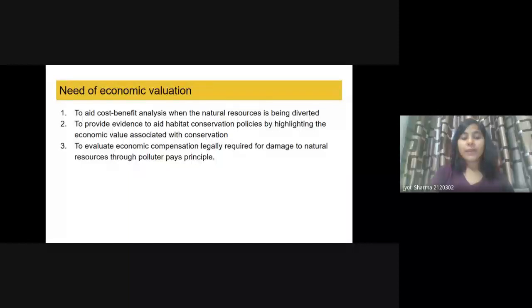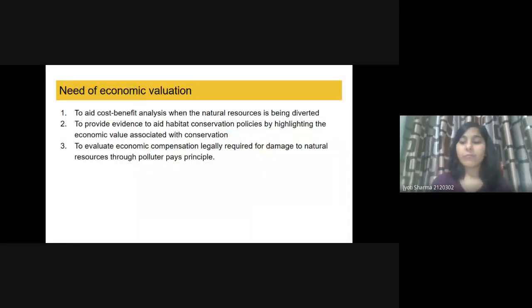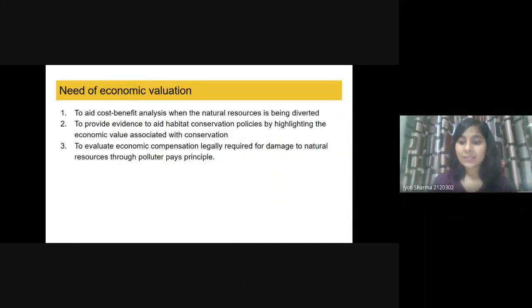Then second is to provide evidence to aid habitat conservation policies by highlighting the economic value associated with the conservation. No doubt, because of the protected area, because of the national park, a lot of wildlife has been conserved, and a lot of benefits we get. So if we want to win the case against the industrialists, then we must have the economic valuation.